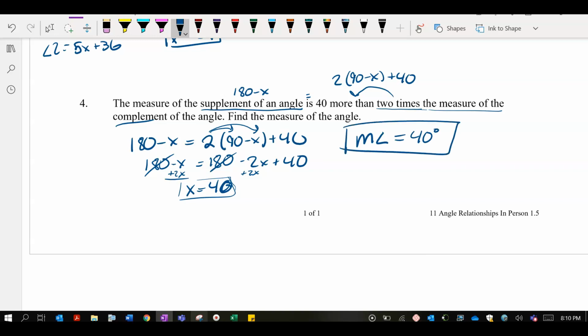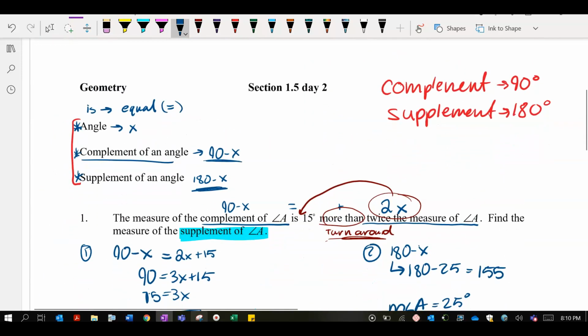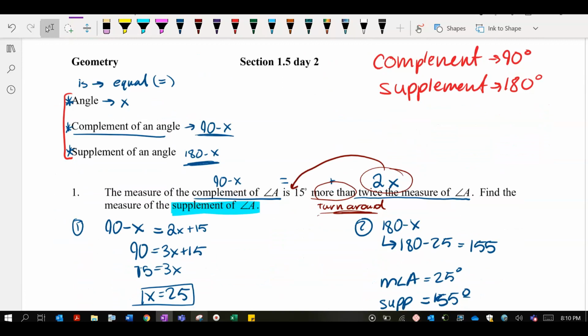Alrighty, and that is it with these notes. Like I said, these word problems are not as straightforward as we would like them to be. But the big thing is if you remember and you practice and you stress to know angle is x, complement of an angle is 90 minus x, supplement of an angle is 180 minus x, it will help you significantly.